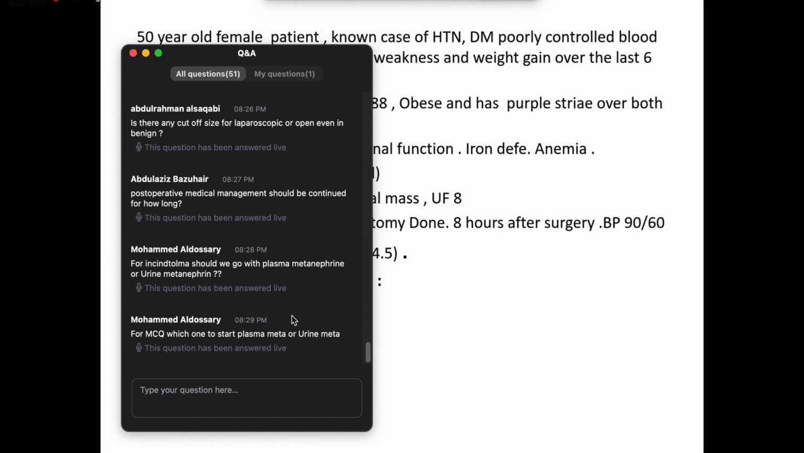An MCQ usually will put both. For plasma, you use catecholamines, epinephrine and norepinephrine, which is more sensitive than the metabolites, but for the urine, you use the metabolites of the catecholamines.